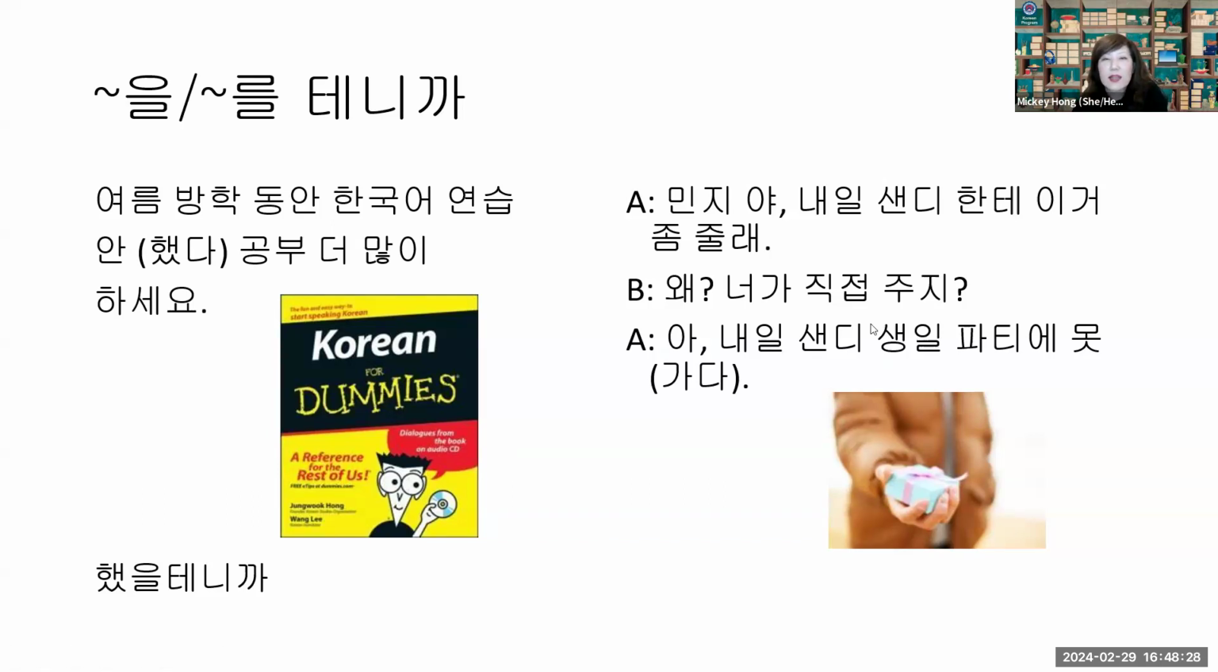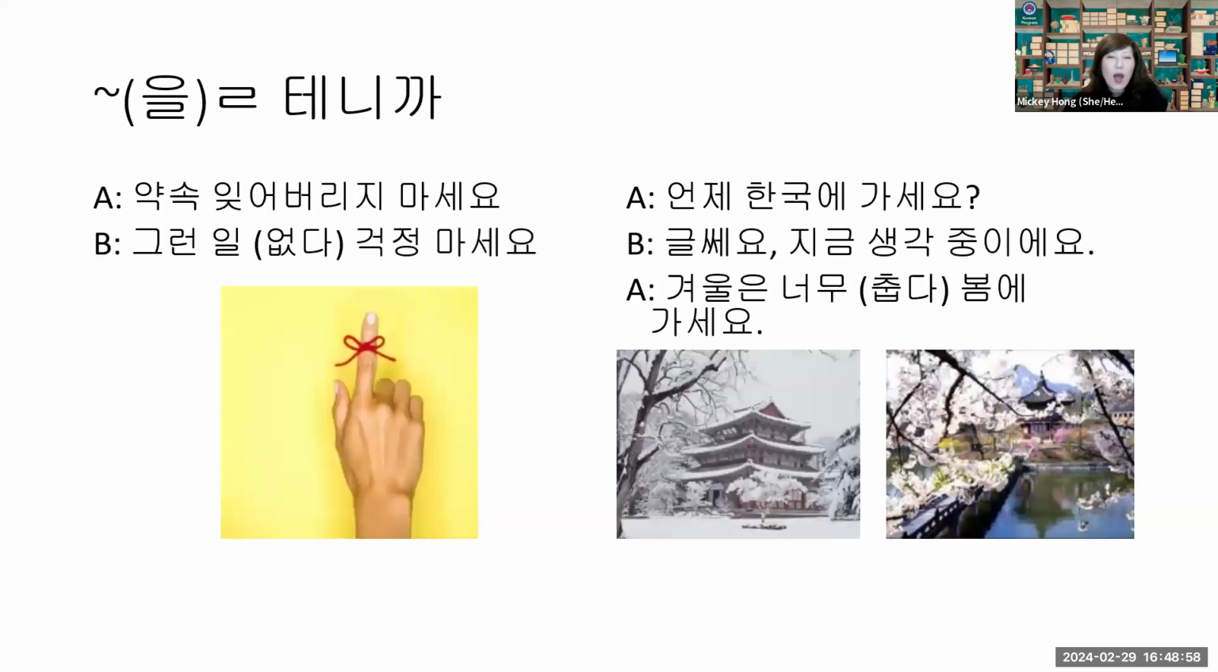A says, 민지야, 내일 샌디한테 이것 좀 줄래? A makes a request, can you give this to Sandy tomorrow? 왜? 너가 직접 주지. Why don't you give it to her directly? And A says, 내일 샌디 생일 파티에 못 갈 테니까. It's because I won't be going to her birthday party. That's why you should give it to her. I'm asking you to give it to her.